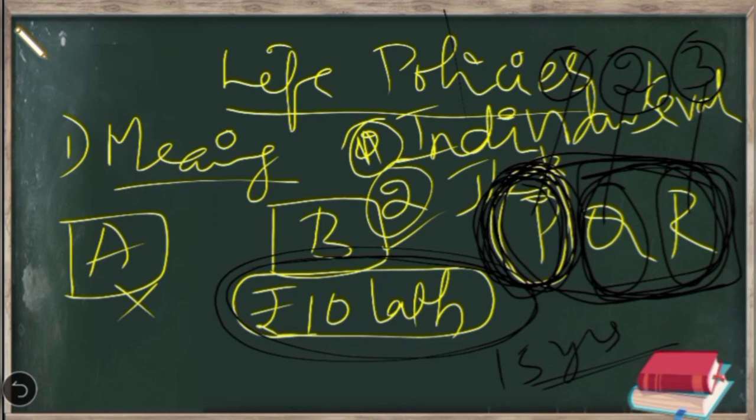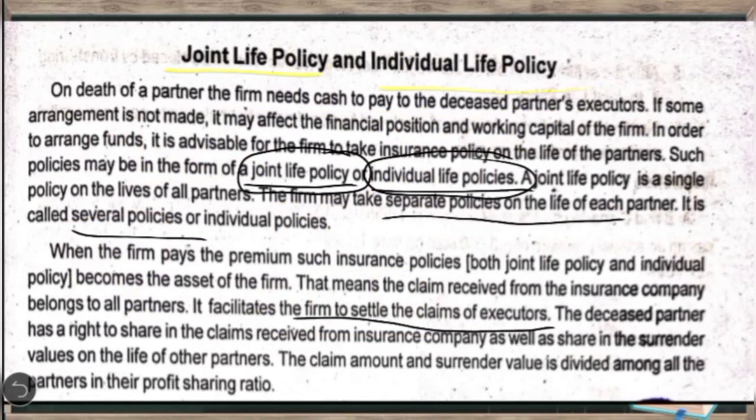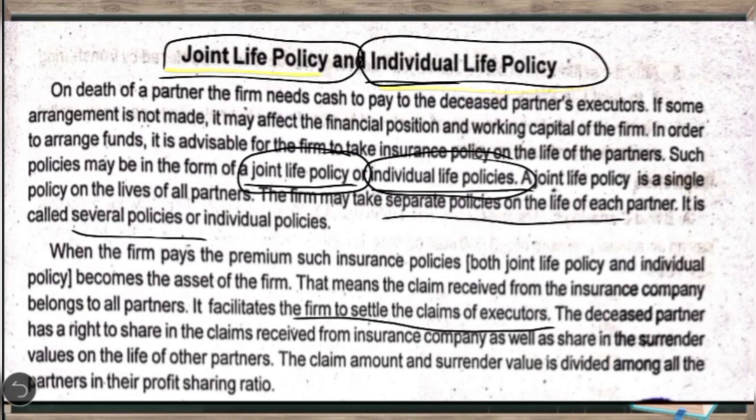Okay, the next concept is recording of joint life policy and individual life policy transactions in the books of the firm. Regarding individual life insurance policies, we have already solved 2-3 questions in the previous sessions. Please go through that, you will understand it. But coming to the joint life policy, there are 3 methods in which the joint life policy transactions can be recorded in the books of the firm.